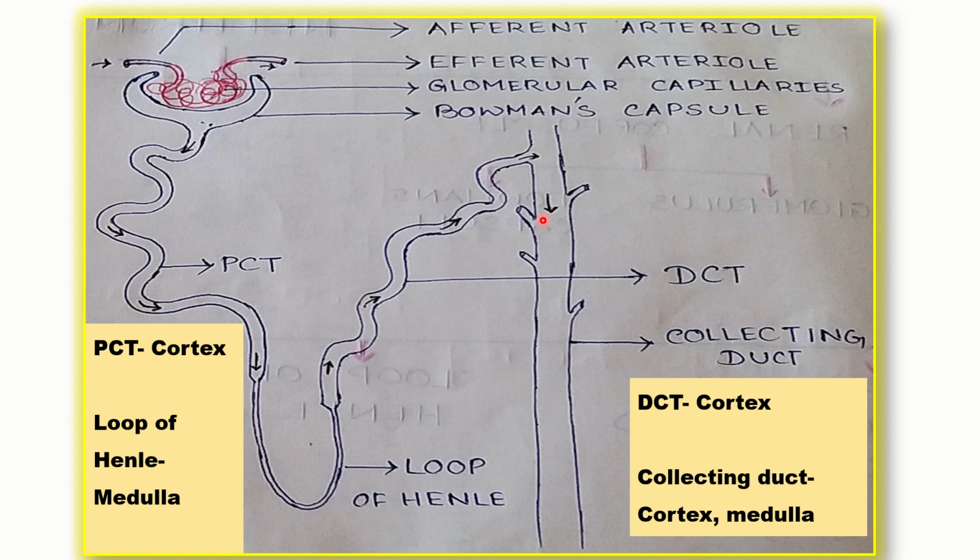PCT falls in the cortical region. Okay, try to imagine this. You will get the correct picture. PCT falls in the cortex region. Loop of Henle falls in the medullary region. DCT again falls in the cortex region. Collecting duct falls in both the cortex as well as the medullary region. Okay.